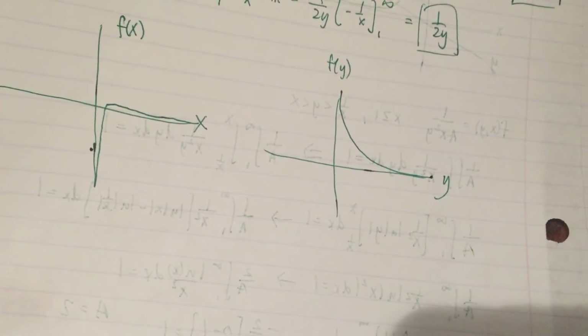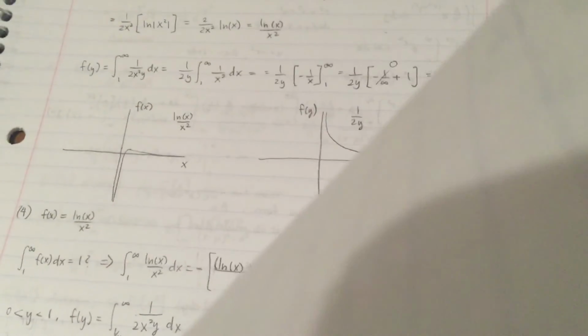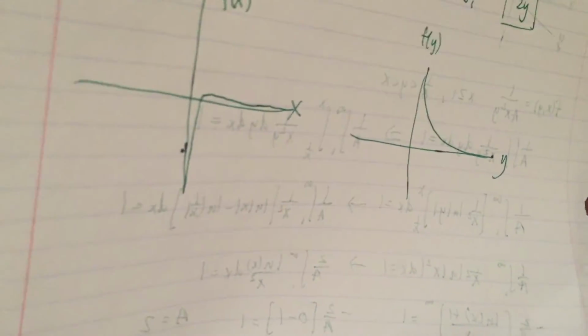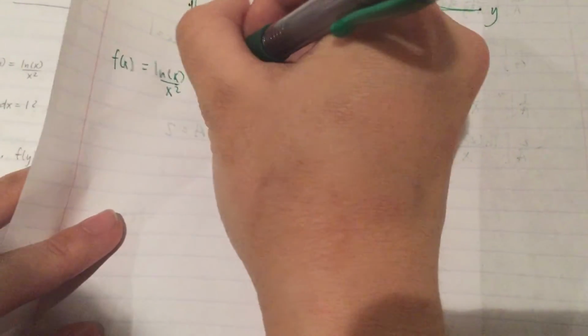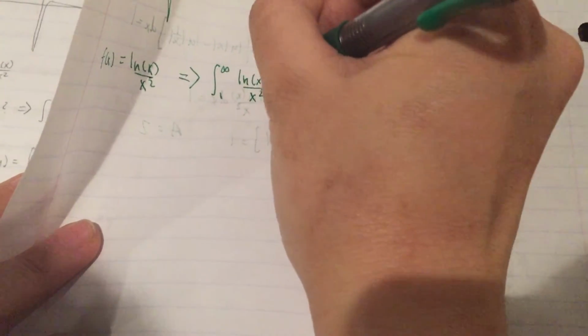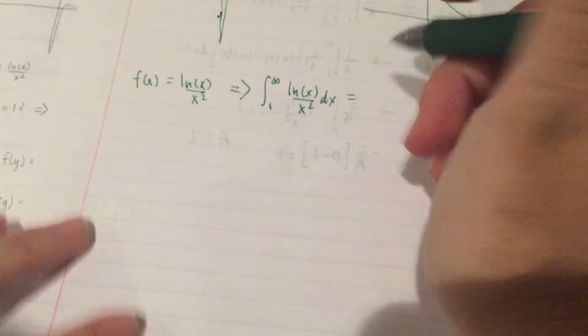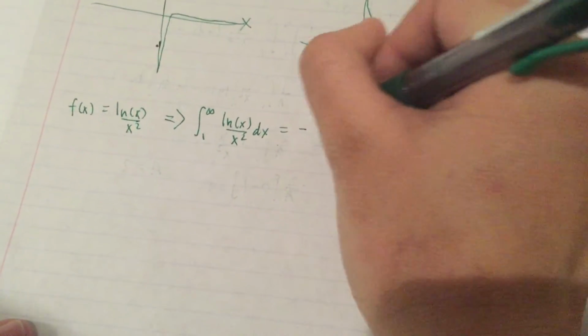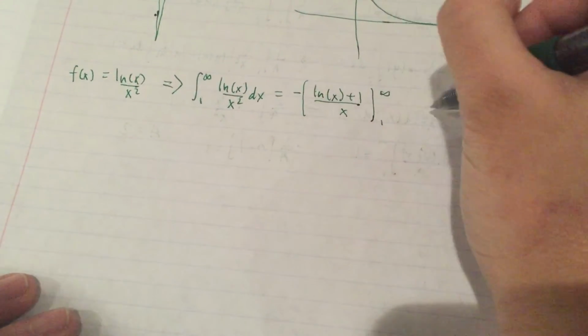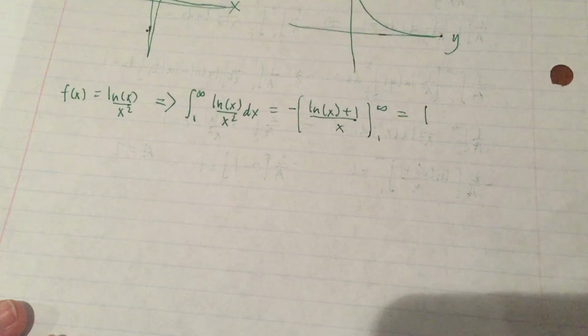And then for part 4, you have to verify that they're valid density functions. So that means when you do the integral, it has to equal 1. For f of x, ln of x over x squared, you have to do the integral from 1 to infinity of this, and then you find this to be 1. So this is a valid density function.